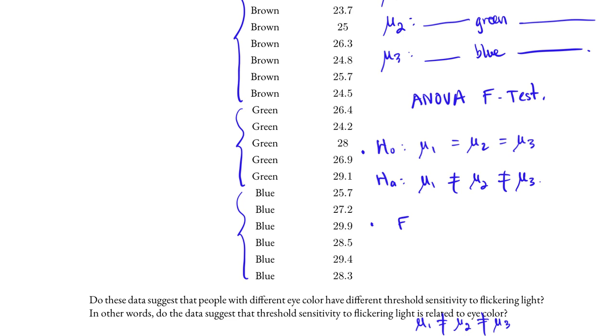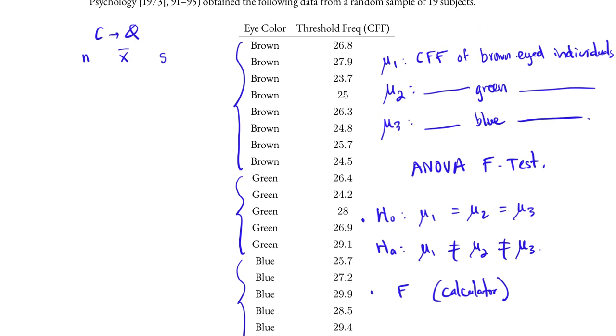The test statistic F will be computed using a calculator. For the components in the formula for the F test statistic, or if we were to use a calculator, we would need to know these statistics for each subgroup.